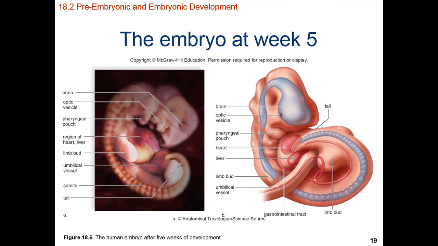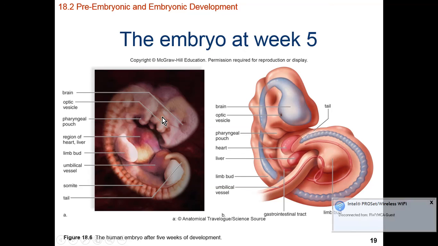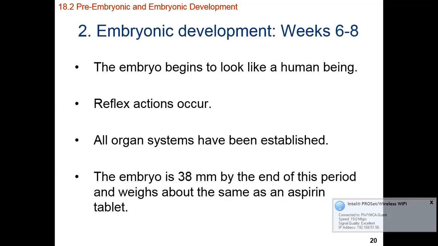At week 5, this is what a human embryo looks like. It doesn't look very much like a human being at this point, but we have precursors for the arms and legs, precursors for the eyes and nose, and precursors for many of the major organs that we find in a typical fully grown human being.